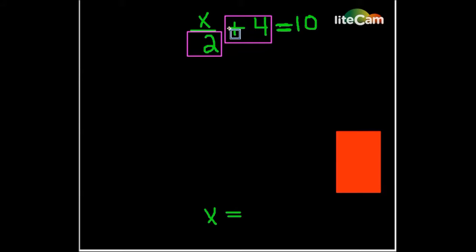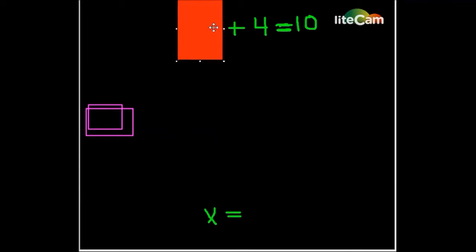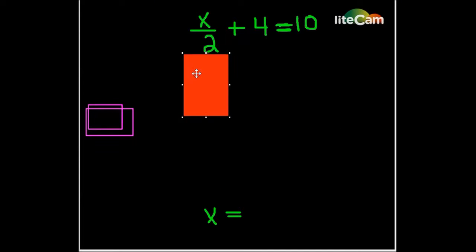We want to get x by itself. So let's take those little blocks away. We saw what's connected to the x that we need to get rid of. Let's cover up the thing that has the x. We don't want to look at that part yet.